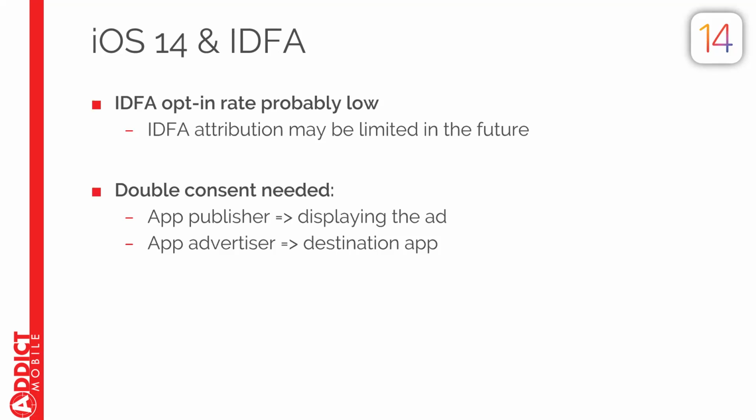First of all, we would need a double consent. When I say that, I mean that obviously you would need to trigger the IDFA on your app as an advertiser, and you would also need to have the user consent on the app publisher level, meaning that to do a matching of IDFA and know where your user is coming from, you would need to have him accepting the consent on both app publisher and app advertiser.